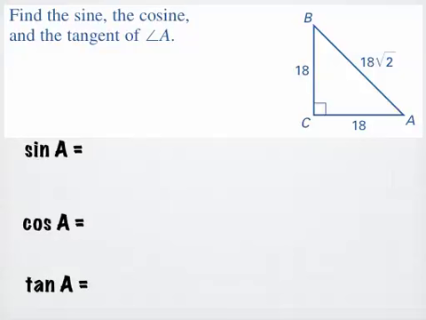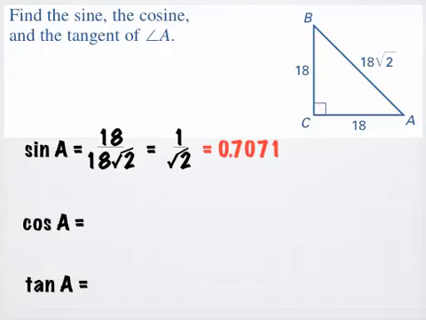In this case, angle A is again in the bottom right-hand corner of this triangle. The side opposite of angle A would be 18, and this side that is adjacent is 18 square roots of 2. This could be simplified to 1 over the square root of 2, which is 0.7071. You didn't have to necessarily simplify it. You could plug this into your calculator and it would work out just fine.